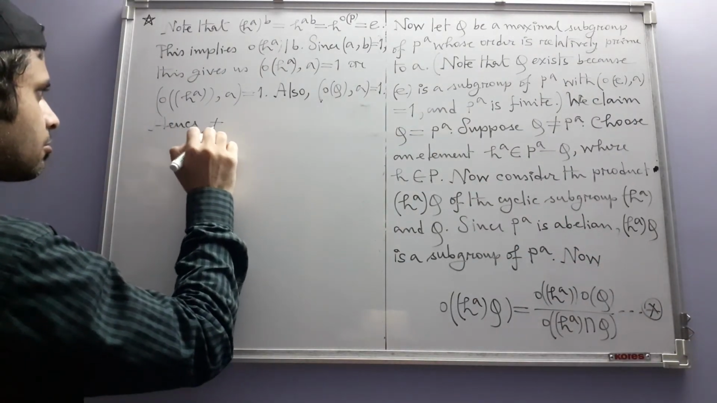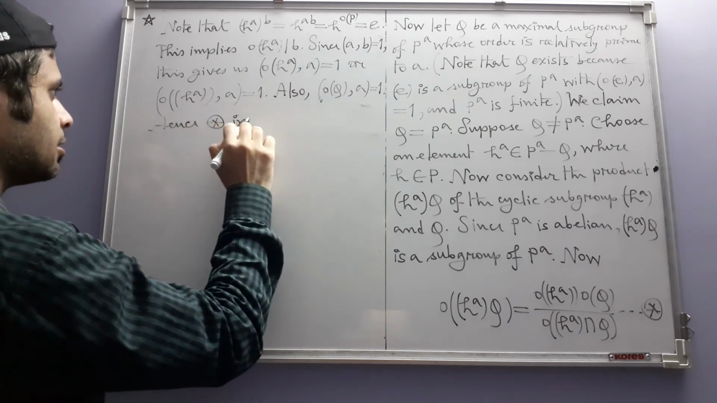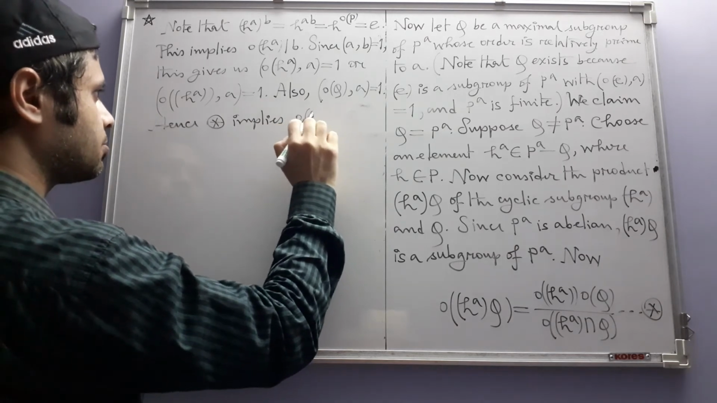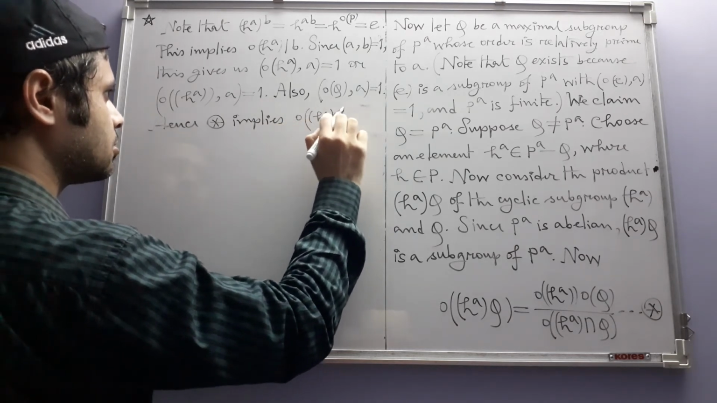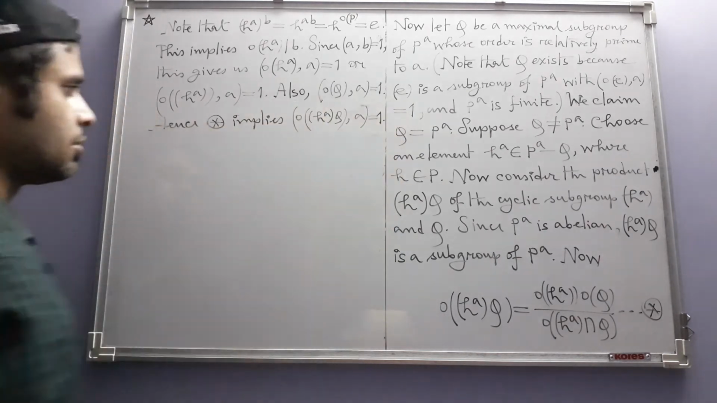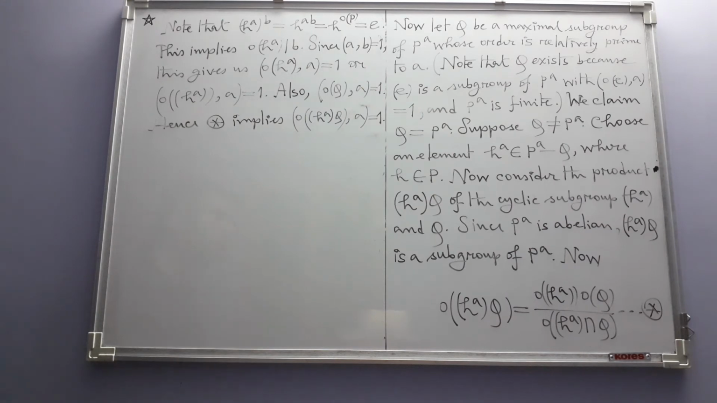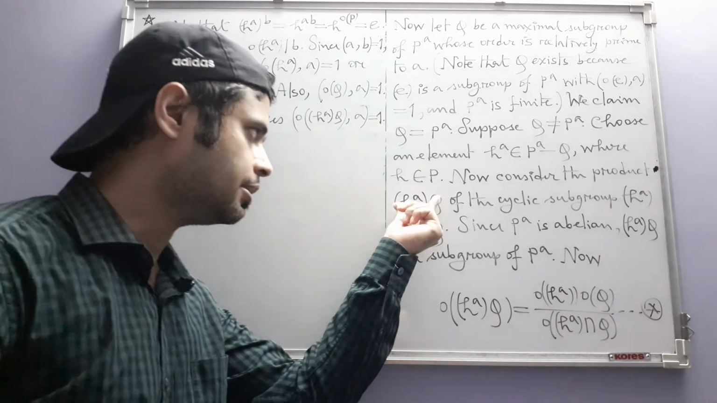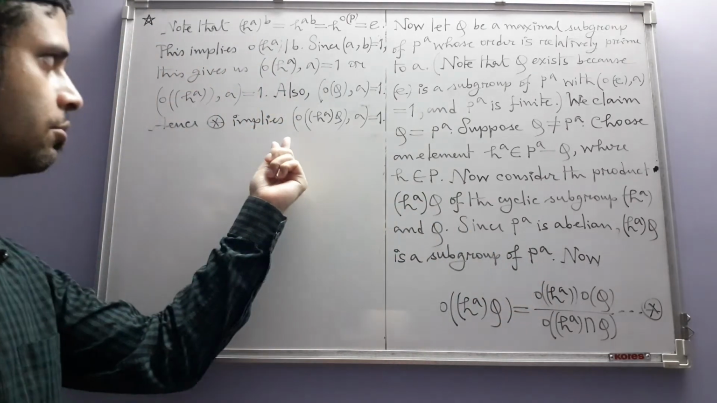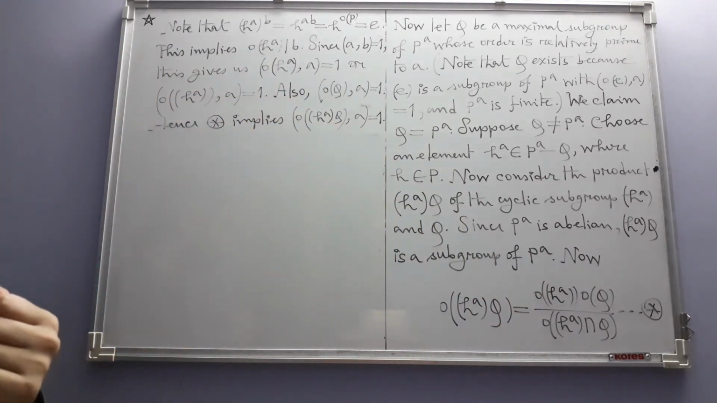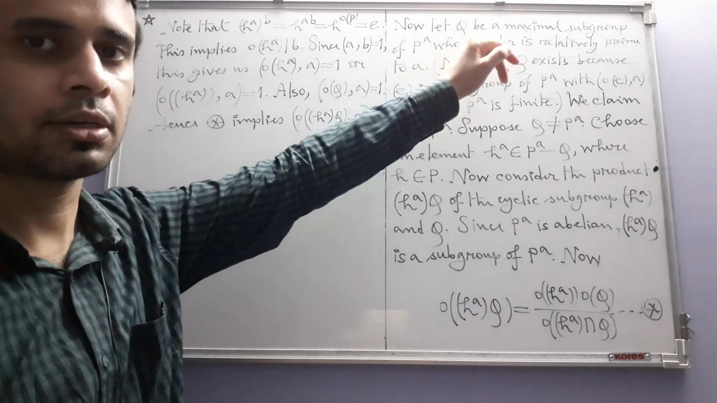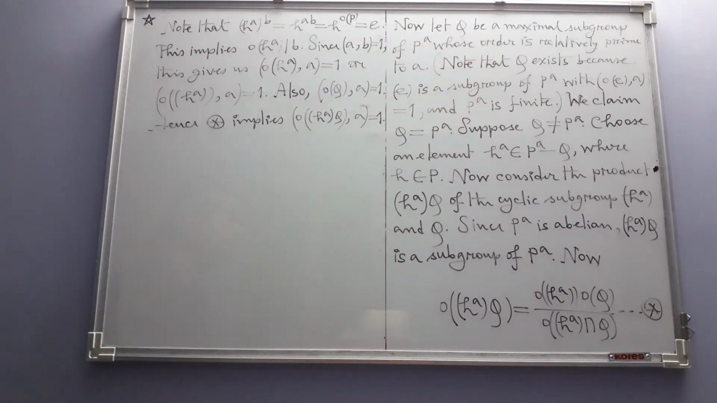Hence, star implies that the order of this product and A are also relatively prime. So now this is a subgroup of PA whose order is relatively prime to A. That means it's a subgroup that satisfies the conditions that Q satisfies.